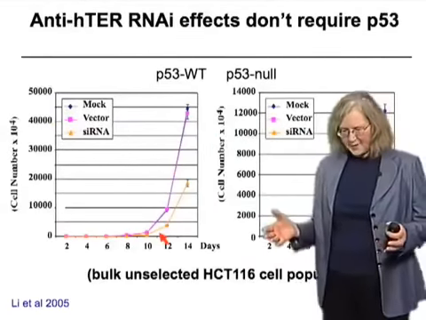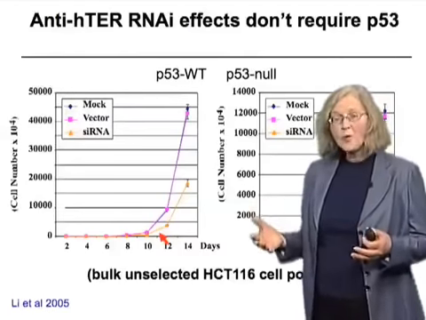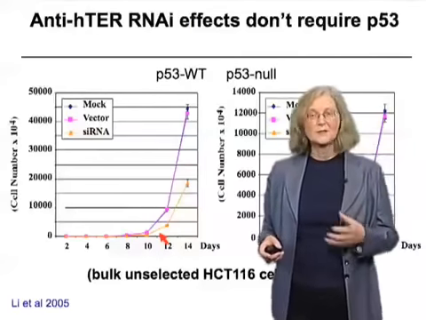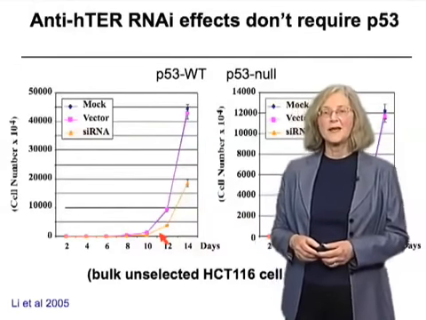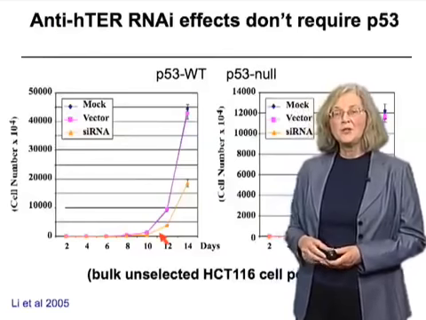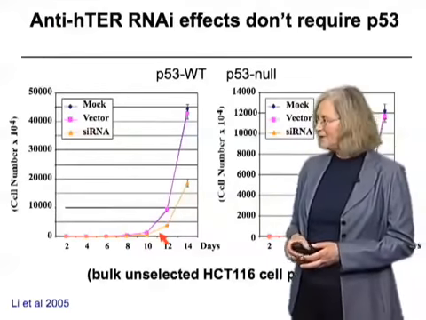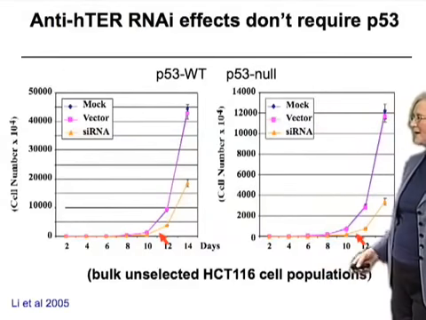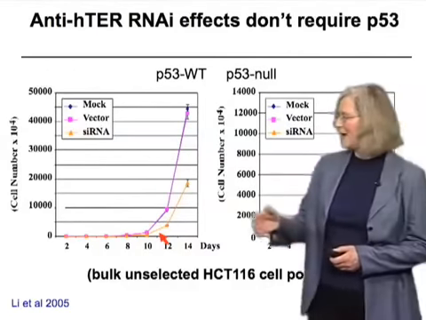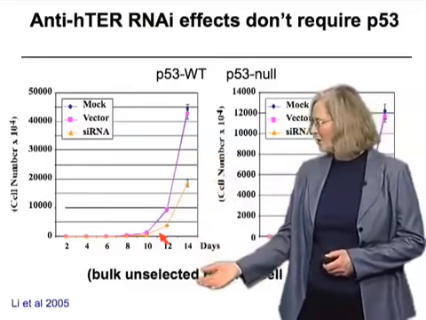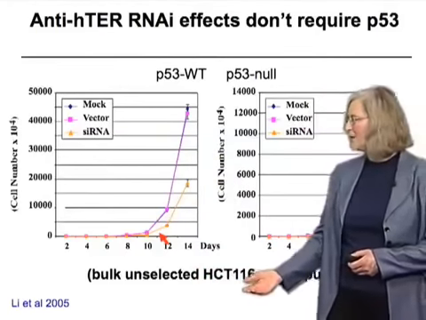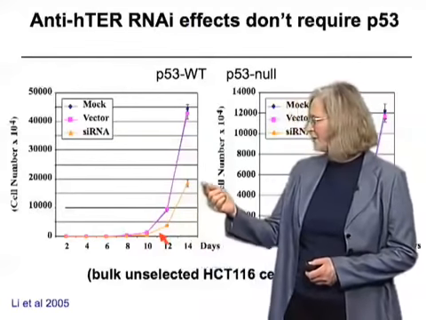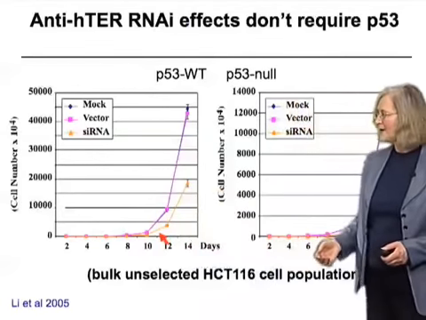Now, one of the things that is very important in human cells to respond to DNA damage, such as certain kinds of telomeric DNA damage, is the gene p53. Interestingly, these effects did not require p53. Here is a pair of cell lines that are otherwise isogenic. This is a colon cancer cell line called HCT116. In these cells, the p53 is wild type. Here's the response to knocking down telomerase RNA.